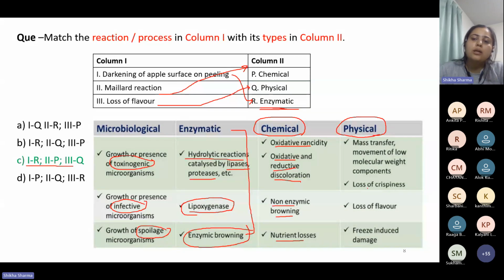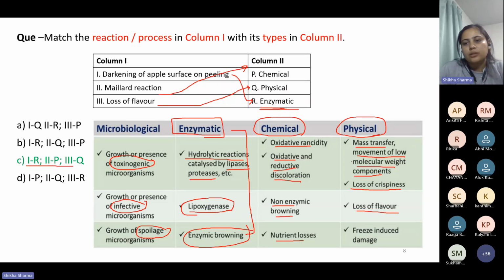Fourth are the physical changes, like mass transfer, where moisture is transferring from the food to the atmosphere, so there is a moisture loss, and because of that sometimes the texture is affected. Also the movement of low molecular weight components, like volatile compounds leaving the food, results in the loss of flavor. Loss of crispiness or texture may be because of water loss, or because of enzymatic changes, like pectin methylesterase degrading the cell wall of the fruit, which leads to a decrease in the firmness of the fruit.